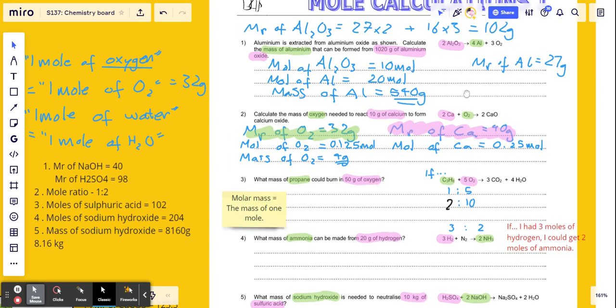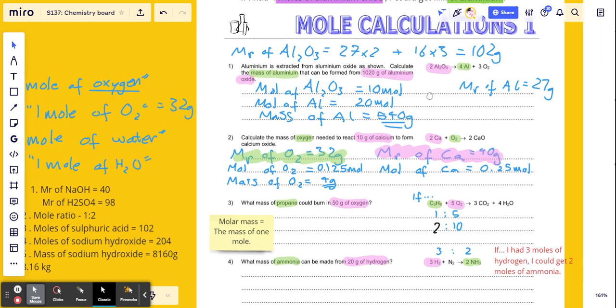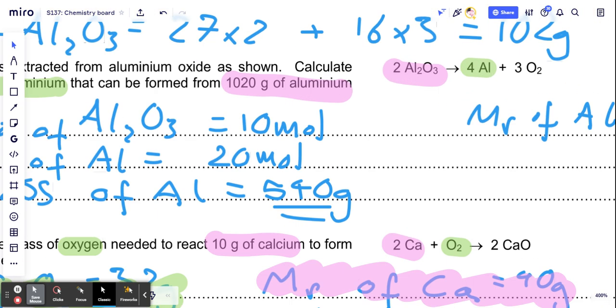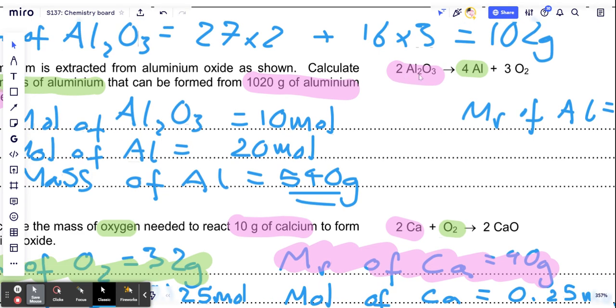So now it's this equation here. Looking at this equation, what does it mean? It means that if I had 2 moles of aluminium oxide, I could produce 4 moles of aluminium. That's what the equation means. I always underline the word if. If I had 2 moles, I could produce 4 moles. So the ratio is important here. The ratio of the known to the target substance is 1 to 2.